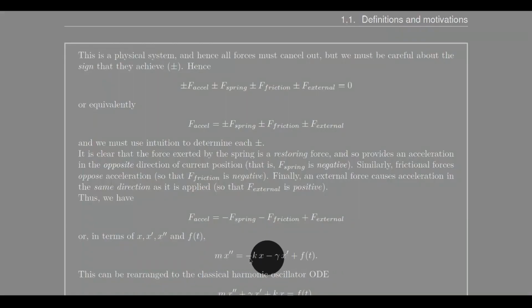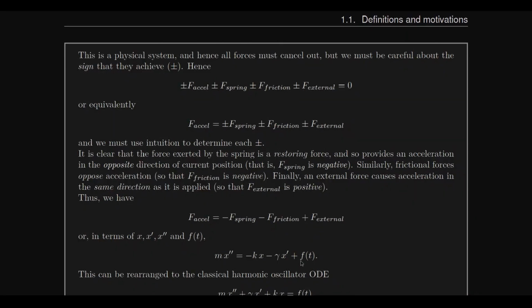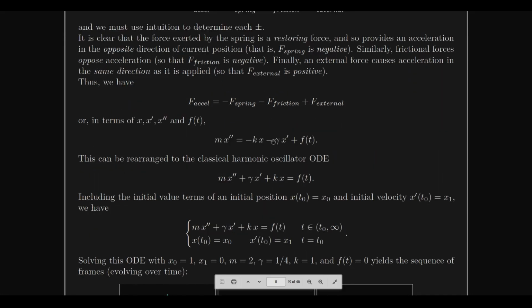Okay, so if we set this up in terms of all my x's, I've got mx double prime, this is my mass times acceleration. Here I've got the restoring force from Hooke's law, and I have a restoring force from friction, as well as my external force, and I rearrange that so that I have all my x's on one side, my force on the other side, and we start to immediately see the harmonic oscillator ODE that you probably were introduced to in either physics or your ODEs course.